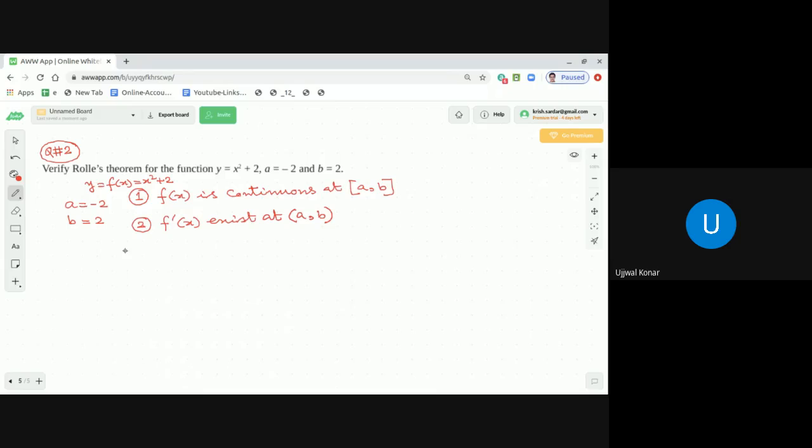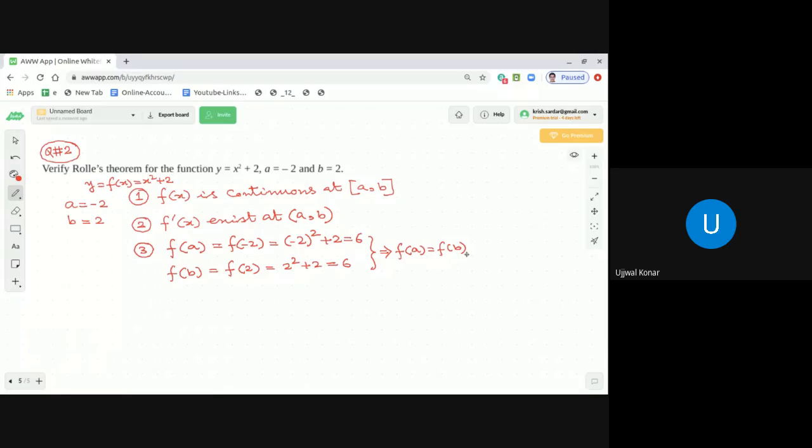Now, along with these two conditions, another condition has to be satisfied. What is the value of the function at x equal to a? f(a) is equal to f(minus 2), that is minus 2 whole square plus 2, that is equal to 6. And what is the value of f(b)? f(b) is the value of the function at x equal to 2, that is 2 square plus 2, that is also equal to 6. So from these two, what we can say, dear students? We can say that f(a) equal to f(b).